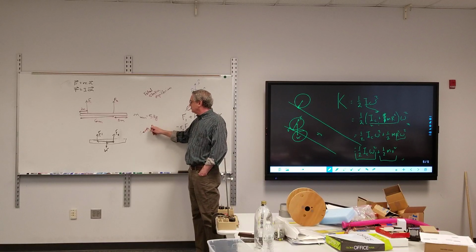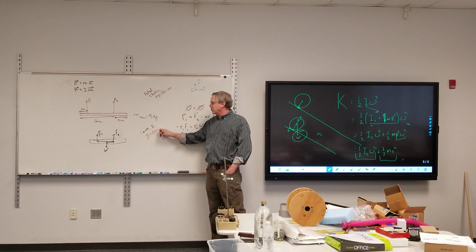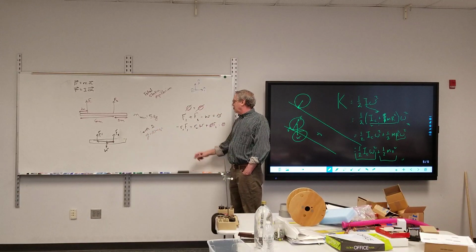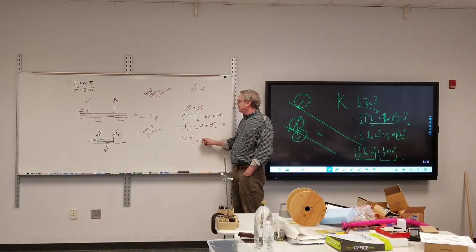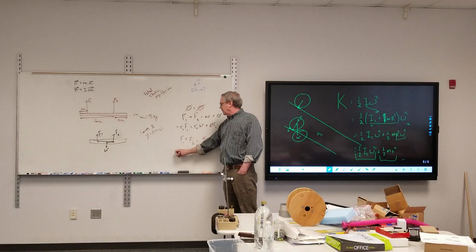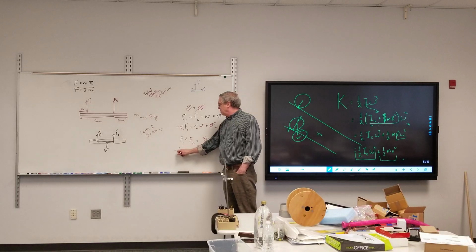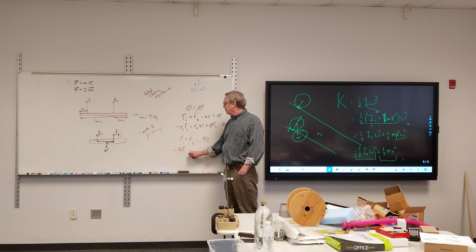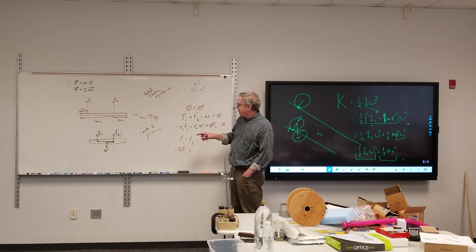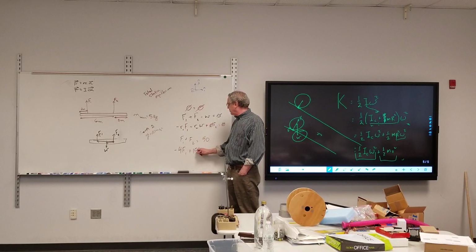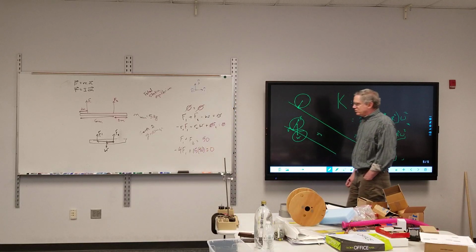Meaning Earth 2? G is 10 meters per second squared. So I have F1 plus F2 is equal to 50. I have negative 4 F1 plus 1.5 times 50 equals 0. Two equations, two unknowns.